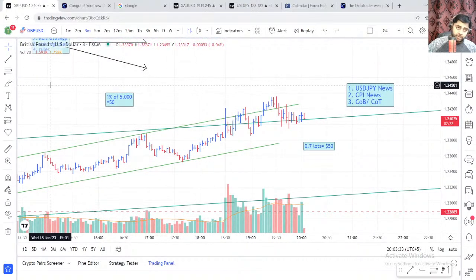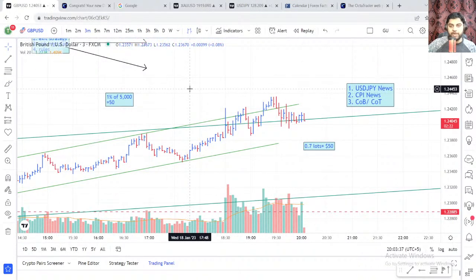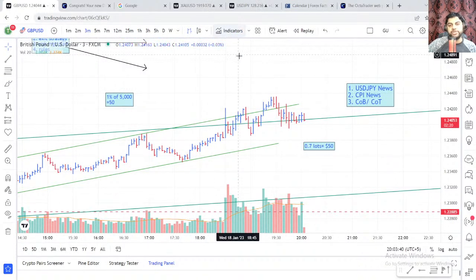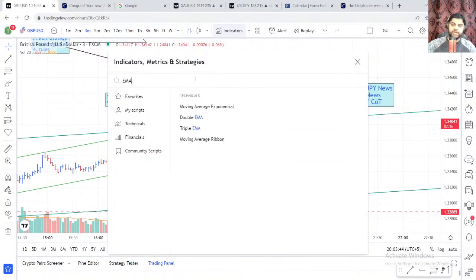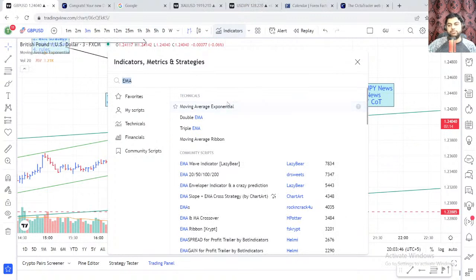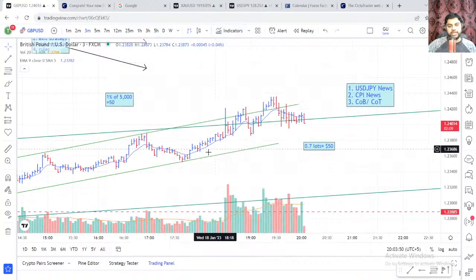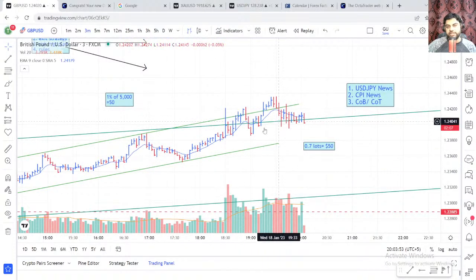Well, you can also do the same thing with your MA. And how do you put your MA? Well, it's very easy. Go to indicators and put the EMA. Just write down EMA, exponential moving average, and there you have your EMA, blue color. You can also change the color if you like.